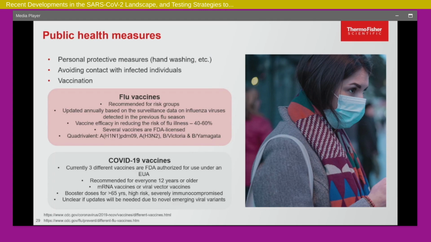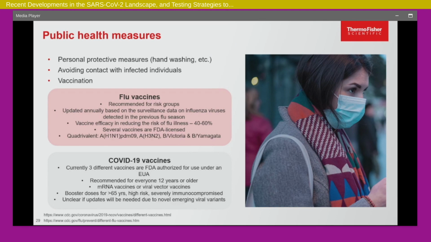So you can see that vaccines do work. You have the flu vaccines that we take every year. It's recommended for high-risk groups, and it's updated annually based on what strains are circulating. Interestingly, vaccine efficacy for the flu is around 40 to 60%. It has trivalent and quadrivalent vaccines.